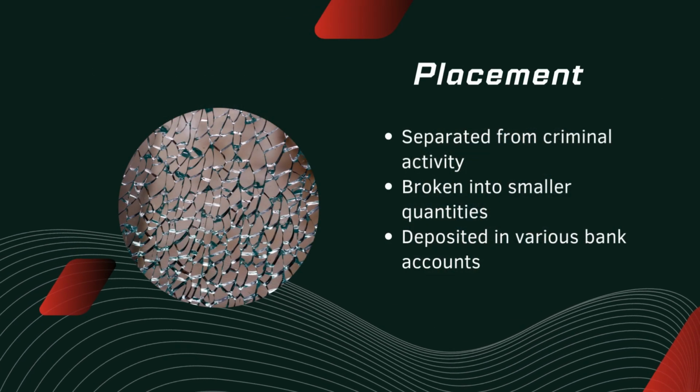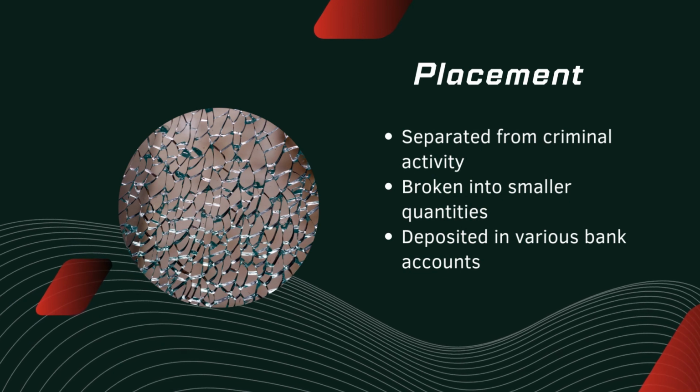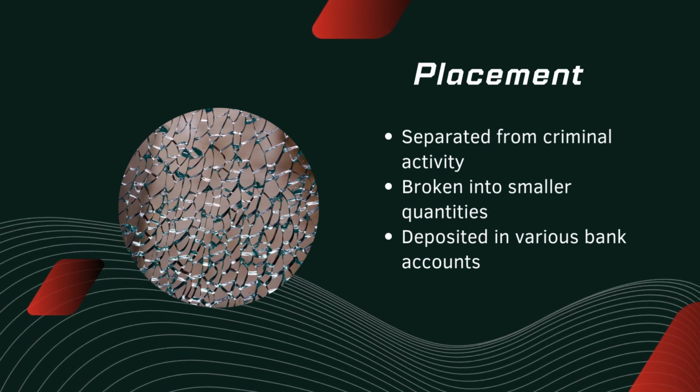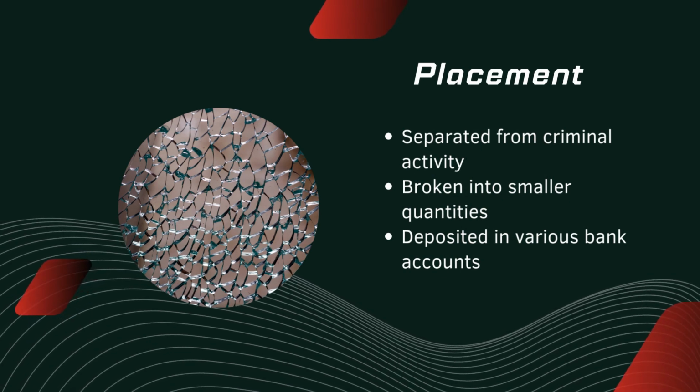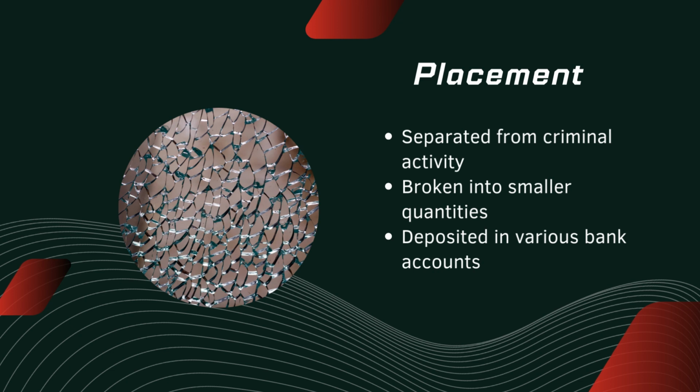The first stage is placement. This is when illegal money is separated from criminal activity and introduced into the legitimate financial system. It is usually broken up into smaller, less suspicious quantities and deposited into various bank accounts. Techniques used during this stage include mixing illegal profits with business takings, invoicing for products or services that haven't been purchased, using trusts and offshore businesses, and depositing small amounts of money in foreign bank accounts.